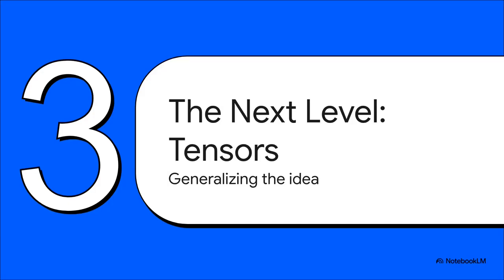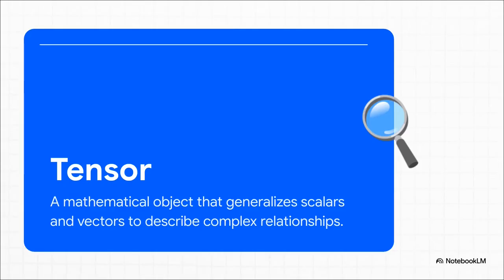Okay, so we've got scalars for how much, and vectors for how much and which way. But what happens when things get even messier? What if you've got forces and pressures acting in all sorts of directions at the same time? Well, for that, we have to go even bigger. We have to talk about tensors. Now I know, the word tensor can sound a little intimidating, but stick with me here.